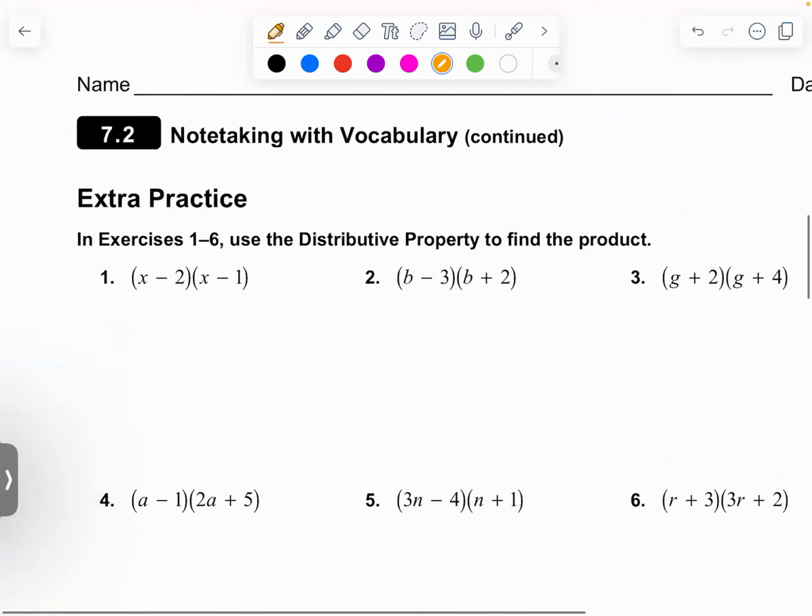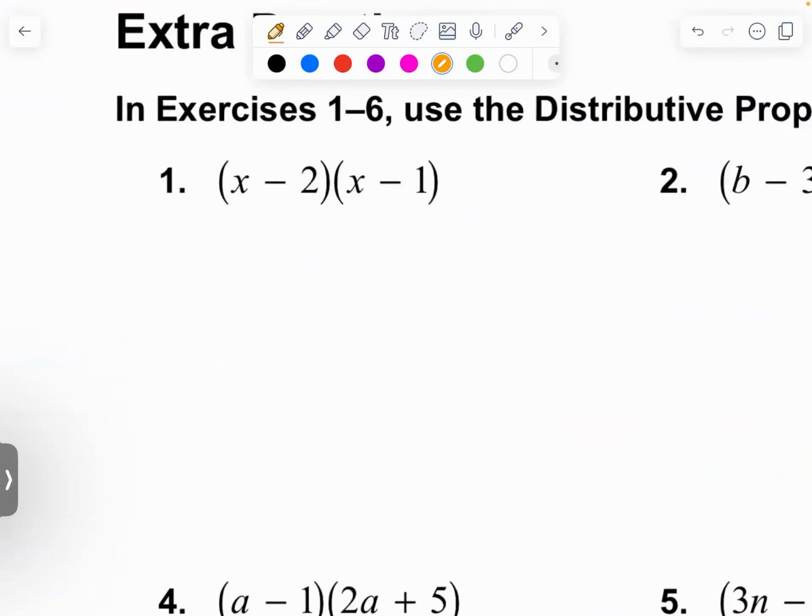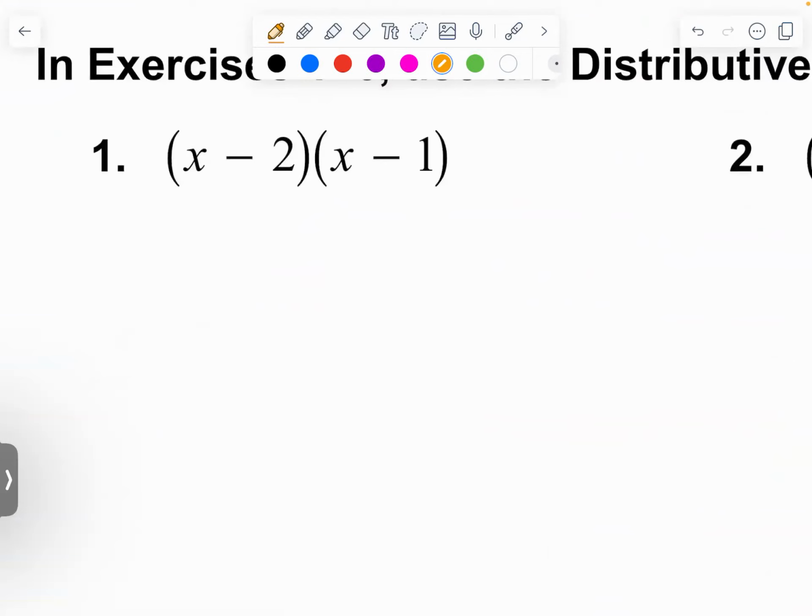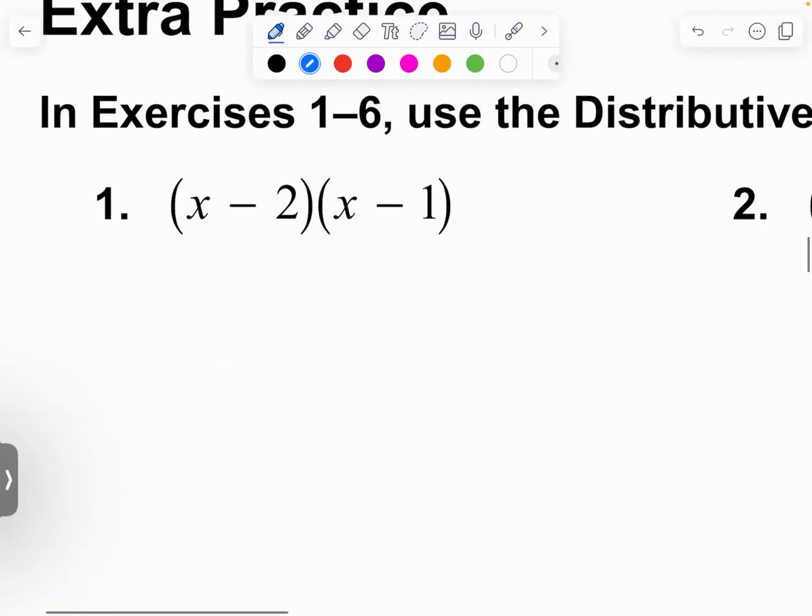Okay, go ahead and turn to the next page. We're gonna pick some practice problems. Okay. So I'm gonna draw my rainbows connecting the first, outside, inside, last, just to help me keep organized with what I've done already. Okay, so what would our first product be? X times x is x squared.